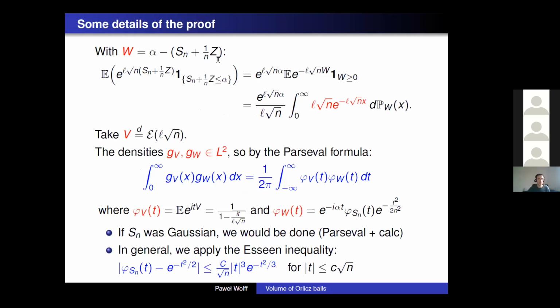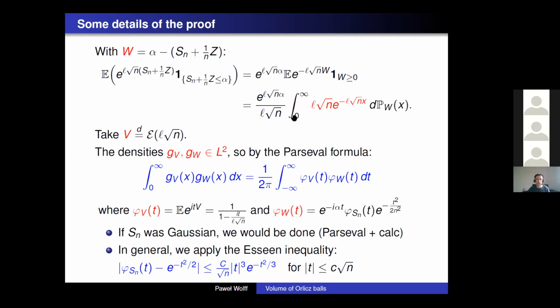So rewriting things appropriately, this is the quantity we are interested in, and you can rewrite it in terms of random variable V and random variable W. Now this indicator becomes just the indicator that W is non-negative. You have some term which is already fine, and here we have the exponential function. So let's rewrite it in more analytical terms.